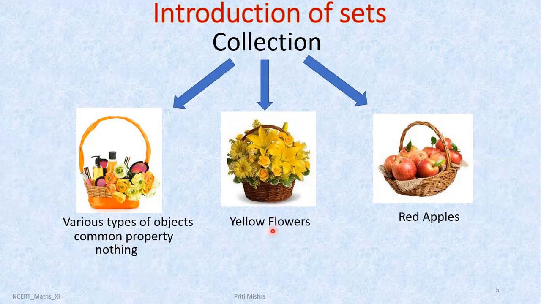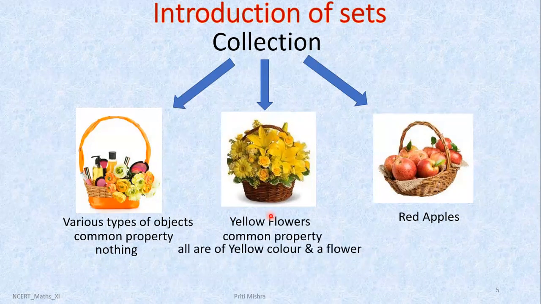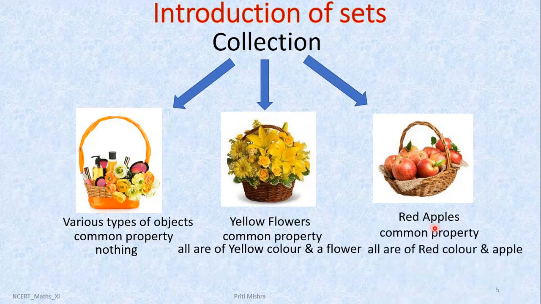Now, if I ask for this second basket, which is the common property, then you can say all are yellow color and all are flowers. And what about the third one? So you will say they all are of red color and they all are apples. So these are the common properties. So on the basis of this common property, I can say this first one is not a set. Second one, yes, it's a set. And third one, yes, this is also a set.